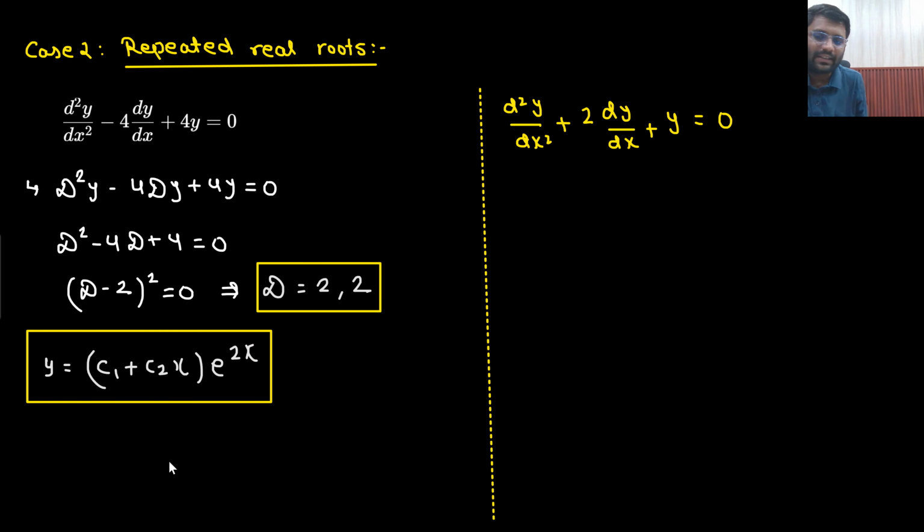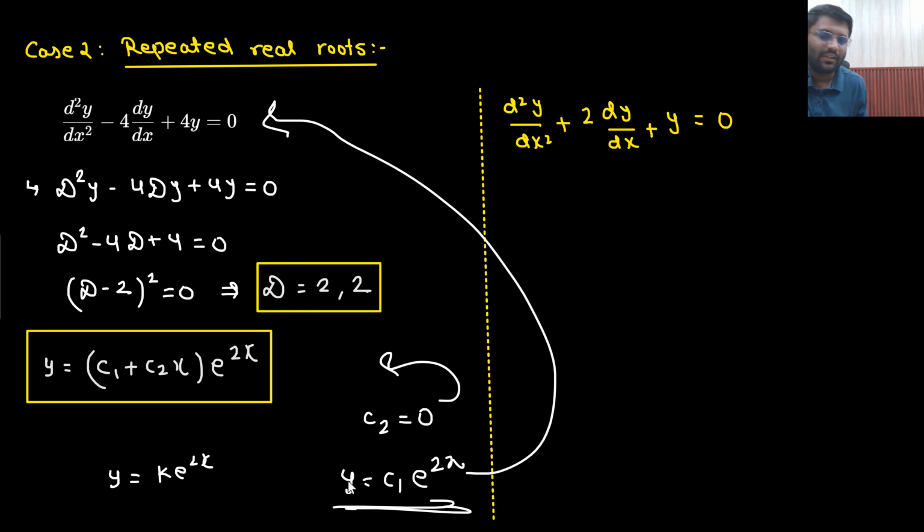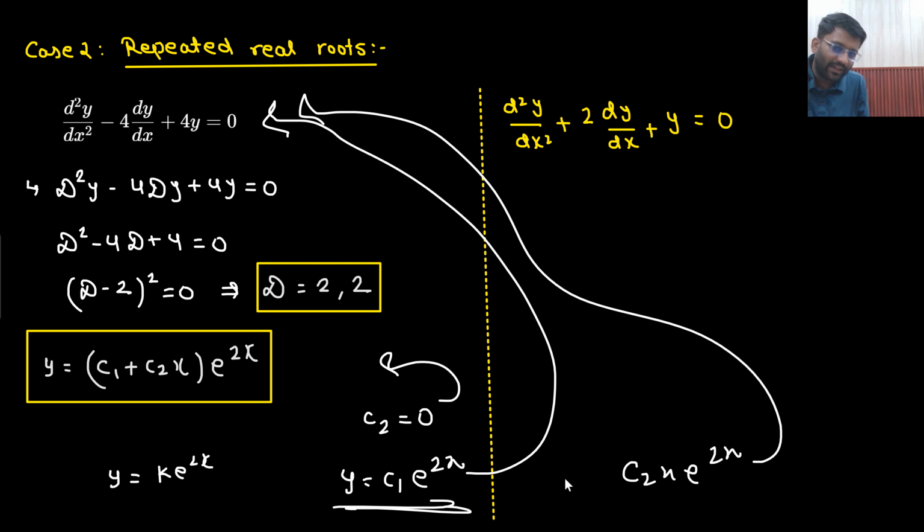Now someone would say, sir, previously you said k into e to the power 2x will also be one of the answers. Yes, it will also be one of the answers. Here I am putting c1, c2, so can I put c2 equals 0? If I put c2 equals 0, the value of y I am getting is c1 e to the power 2x. That means yes, this will also satisfy the equation. y equals c1 e to the power 2x will surely satisfy the equation. y equals c2 x e to the power 2x will also satisfy the equation. And their linear combination will also satisfy the equation.